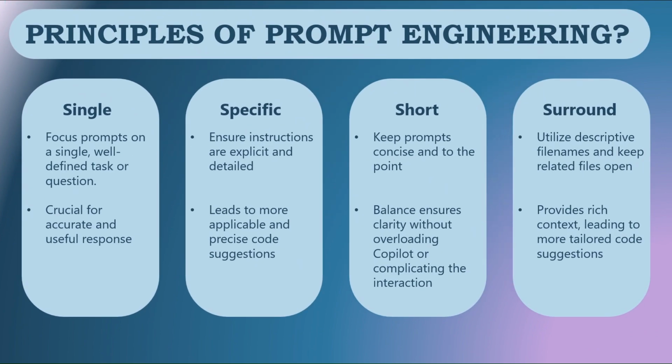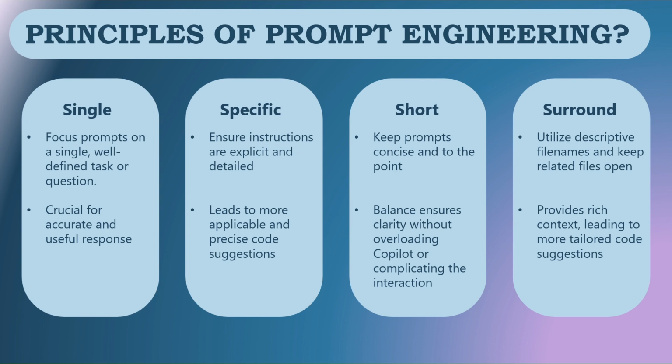Now, as we have started developing some basic understanding of prompt engineering, let's understand the basic principles of prompt engineering. So, prompt engineering is basically divided into these four principles. These are also popularly known as the 4S of prompt engineering. So the first principle is single, which is to always focus your prompt on a single well-defined task or question. This clarity is crucial for extracting accurate and useful responses from Copilot.